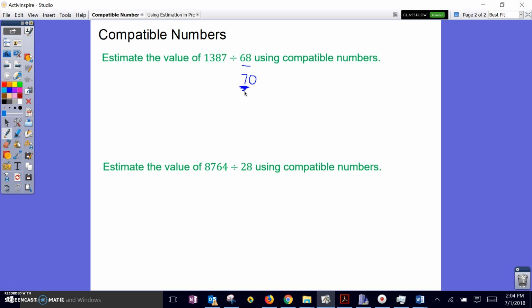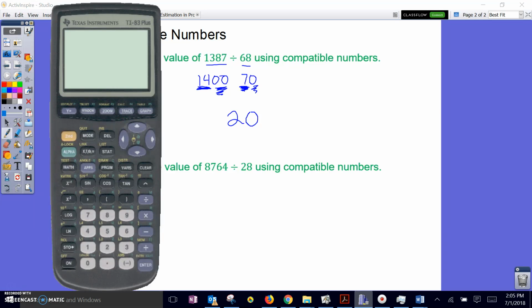And so we look at this 1,387, and if we round that off to 1,400, which is pretty darn close to 1,387, we've got one of those numbers that is compatible with the 7. And 14 divided by 7 we can do very easily. That's 2. And then since we have 2 zeros in this number and 1 in the other, we're going to have 1 left in our answer. And so we're going to estimate that 1,387 divided by 68 is about 20.